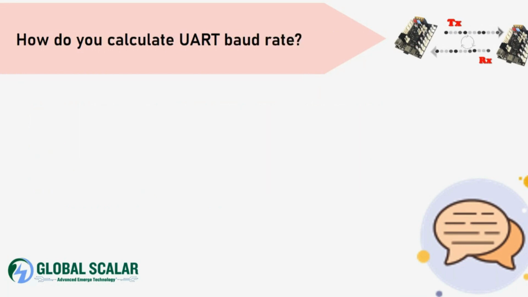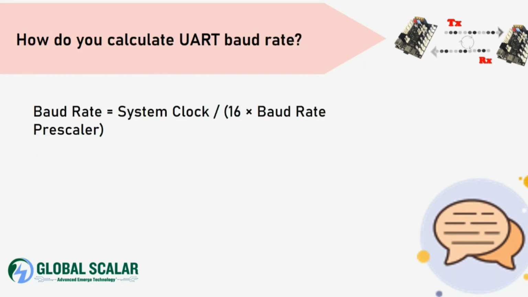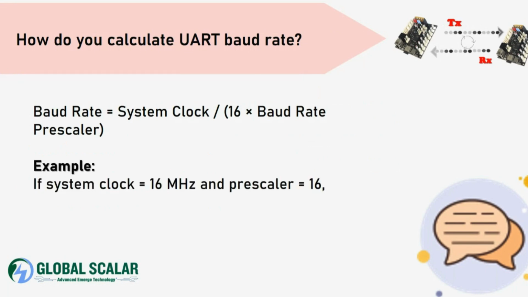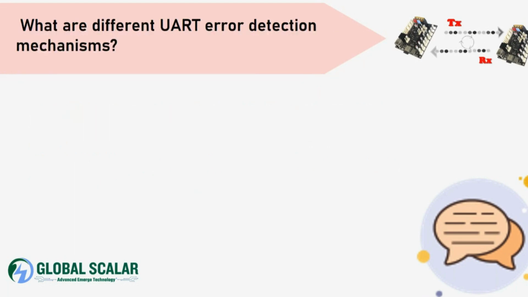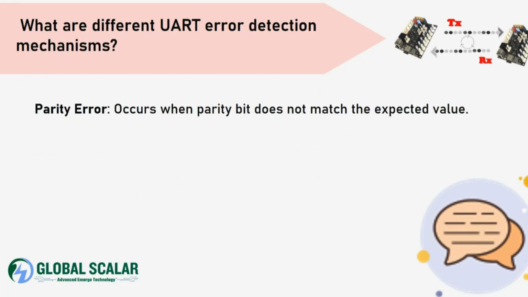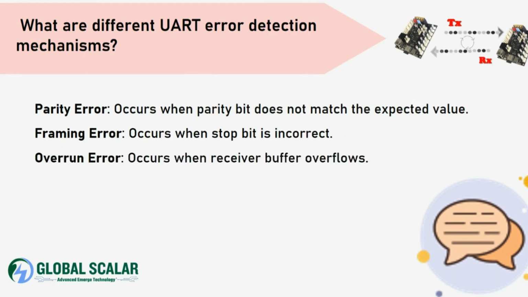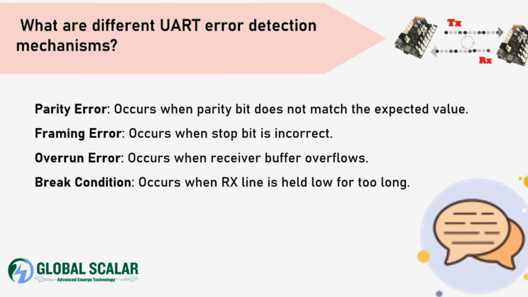How do you calculate UART baud rate? It will be calculated based upon the system clock divided by 16 times the baud rate prescaler. And the example is it will be measured in megahertz. What are the different UART error detection mechanisms? Parity error, framing error, overrun error, and break condition.